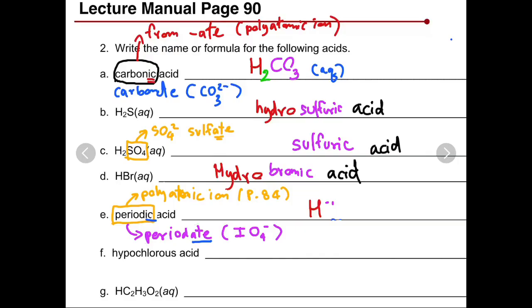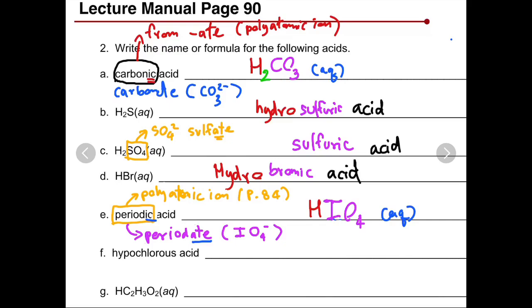So it would be HIO4, right? And because it's an acid, we're going to end with aq as well. It's going to be in the aqueous solution. Okay, let's take a look at the 2F.